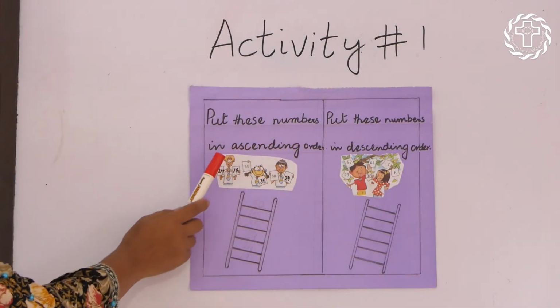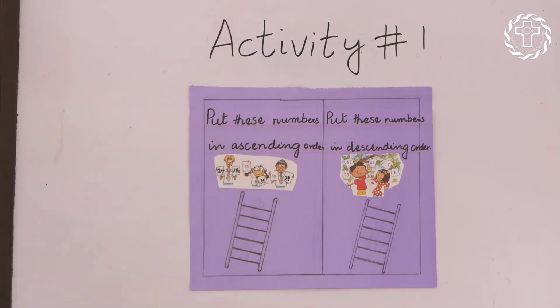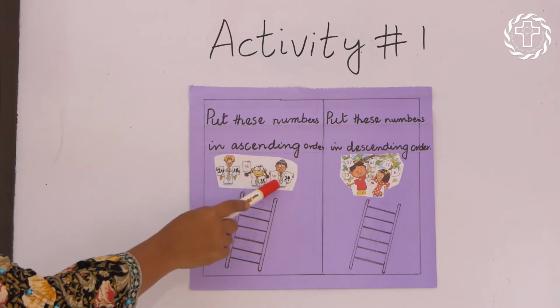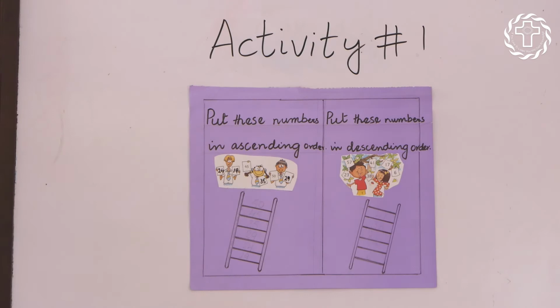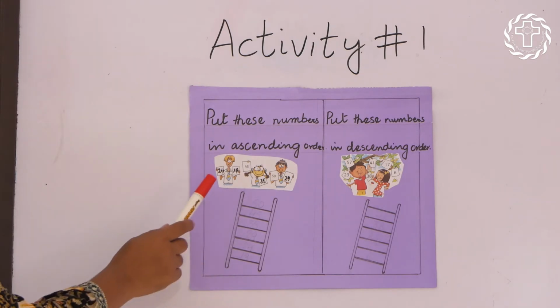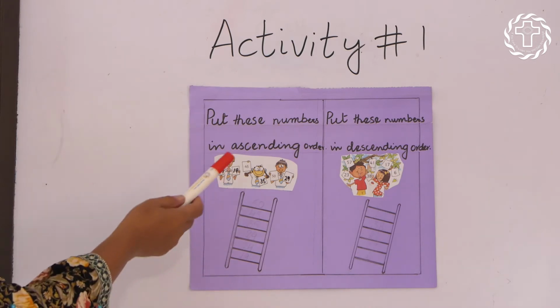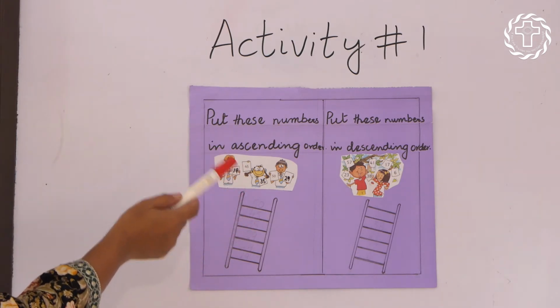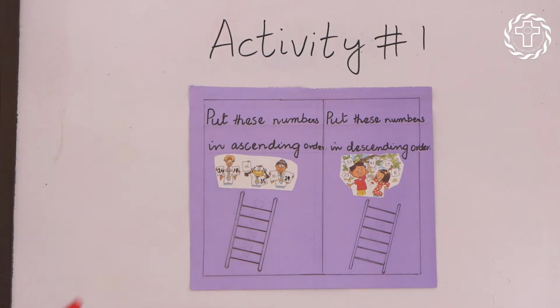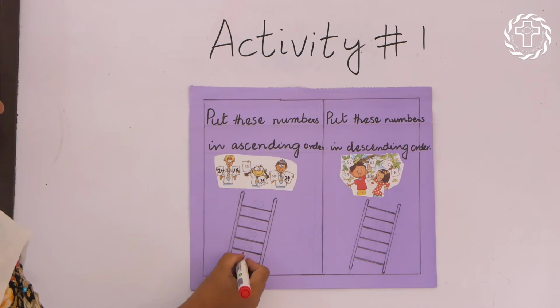Put these numbers in ascending order. Look at these numbers. Tell me, student, which is the smallest number? Smallest number, tell me. 45, 35, 29, 90, 24. Tell me. 19. 19 is the smallest number.